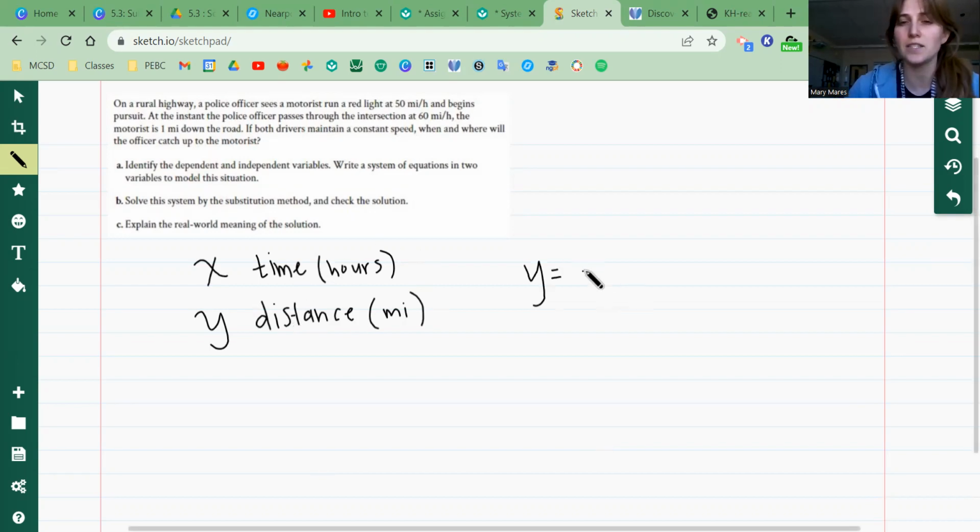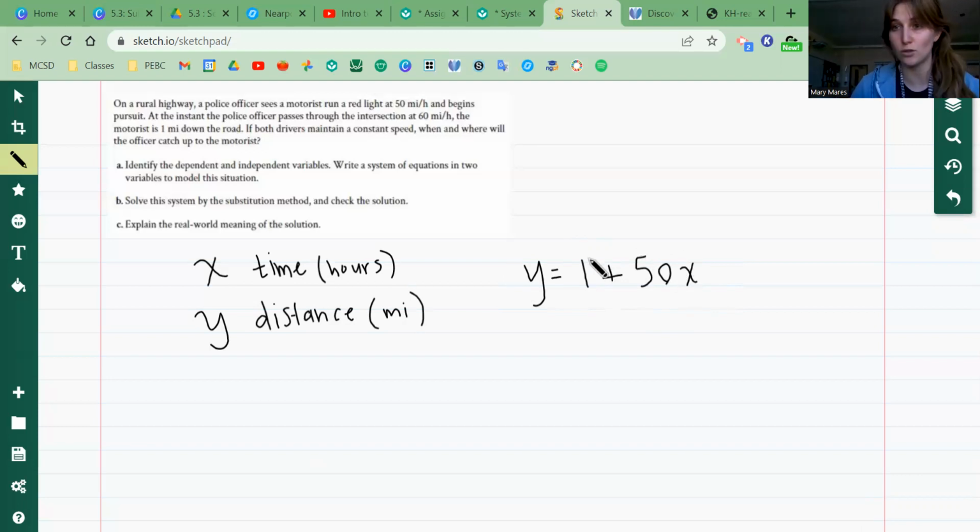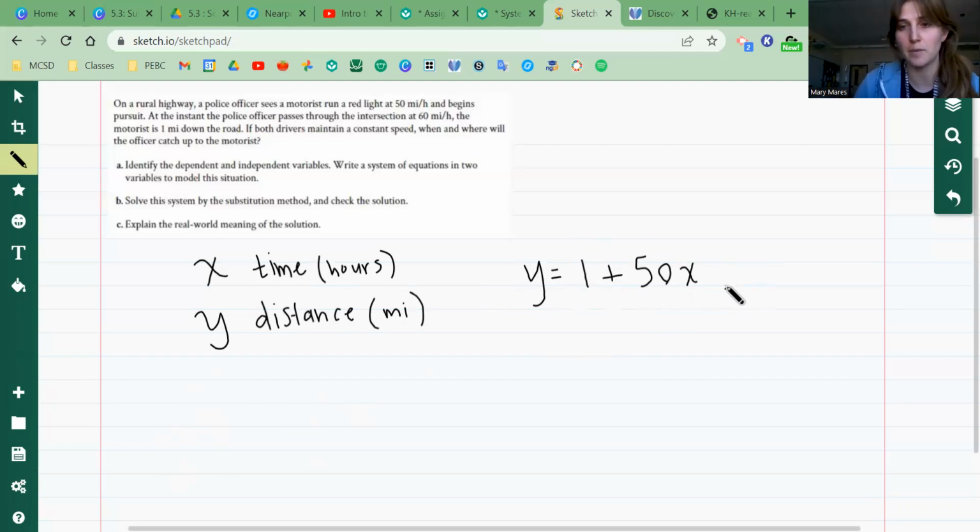Okay, so the motorist starts at 1, and then for every hour that he drives, he's going to go another 50 miles, right? 50 miles per hour. So starting at 1 plus 50x. In intercept form, 1 would be my y-intercept. That's my starting position. And then 50 is my slope, my rate of change. So that's for the motorist. I'll write that there, motorist.